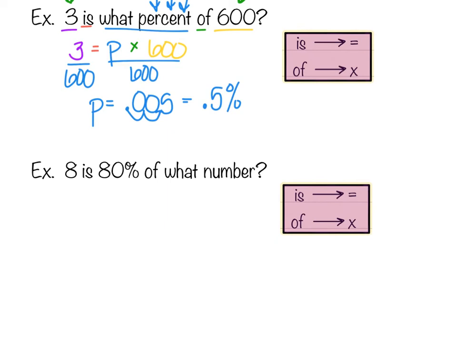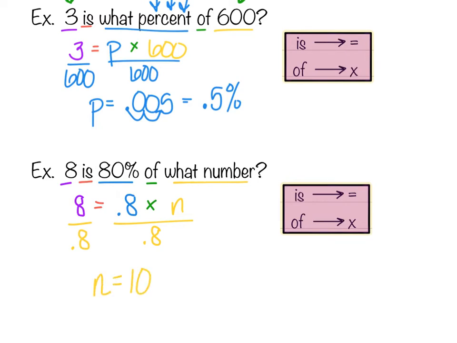All right, 8 is 80% of what number? So 8 is 80%. So 80%, think about that. That's quite a bit, right? So 8 is quite a bit of this number. So I'm not expecting the number to be that much bigger than 8. Let's start word by word, or number by number in this case. 8 is, equals, 80% is 0.8. Of means times what number we're going to put n again. And to get n by itself, we just divide both sides by 0.8. 8 divided by 0.8 is 10. So n equals 10. 8 is 80% of 10. So we have our missing number.